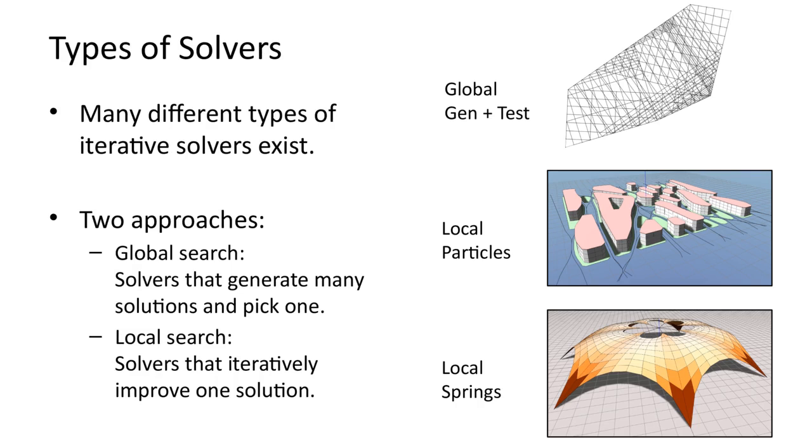Many different types of iterative solvers exist. 2 types are global solvers and local solvers. Global solvers generate and test many alternative solutions. Local solvers improve one solution over many iterations.